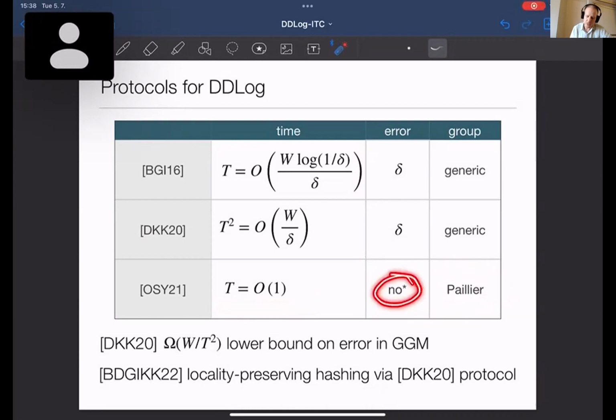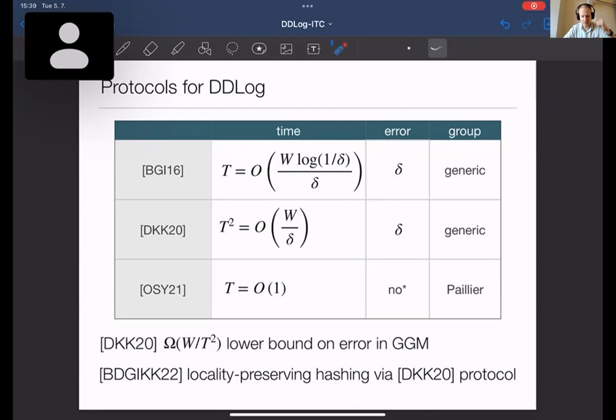So here is a small star, because if you would want a perfectly correct protocol, then we would need to sample the secrets from Zn, from a finite group, not as an integer. If you would want to work over integers, then you have exponentially small errors, which is still extremely good for the applications.